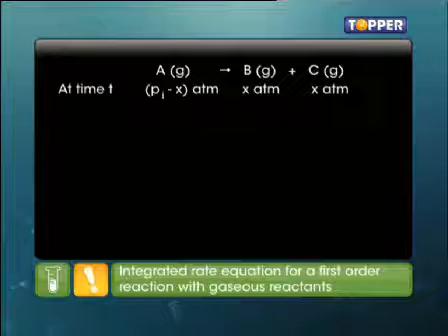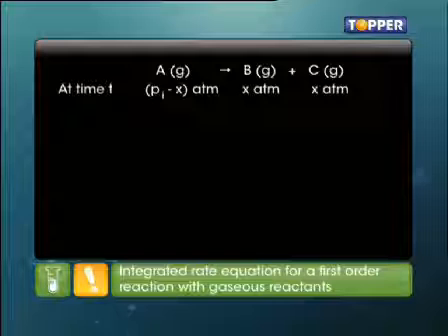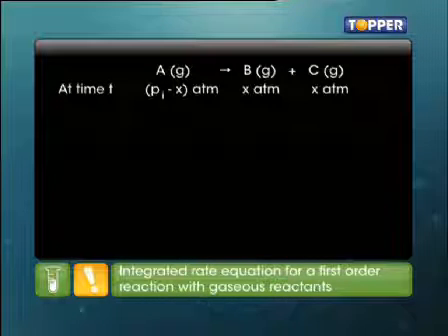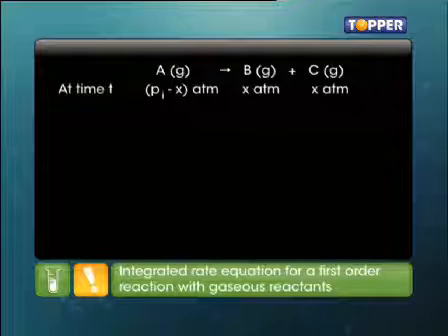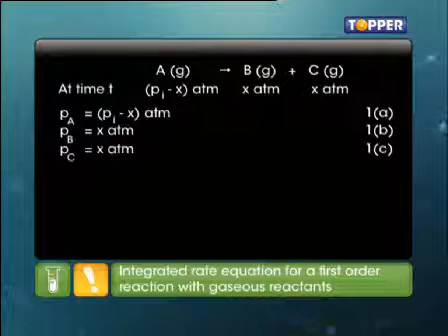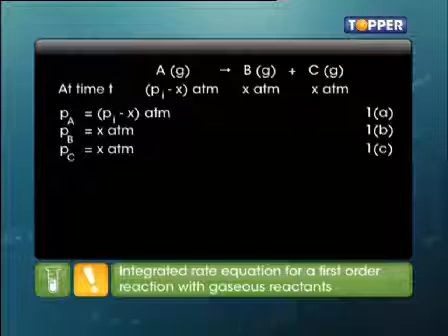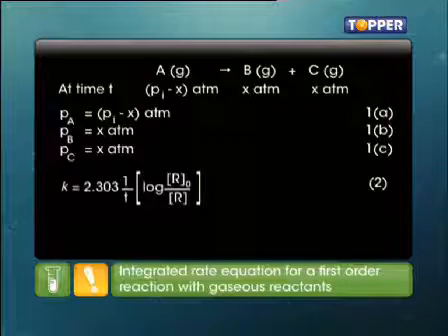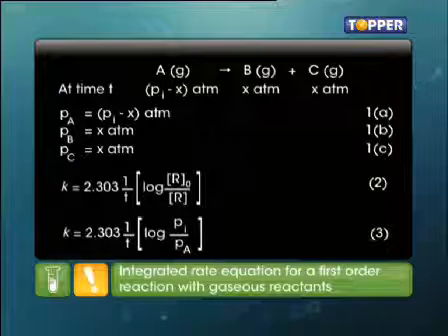If x atmosphere is the decrease in partial pressure of A at time t and 1 mole each of B and C is formed, then the increase in partial pressure of B and C will also be x atmosphere each. So we get Pa, Pb, Pc in terms of x as 1A, 1B and 1C. Using the rate equation given by equation 2, we get equation 3 since the concentration is expressed in terms of partial pressure.